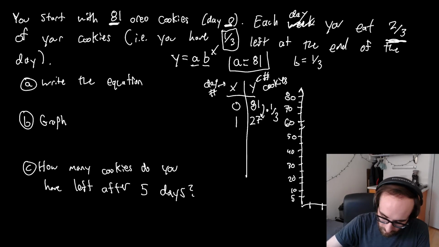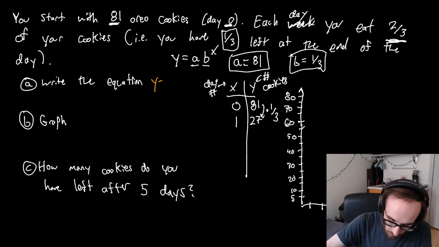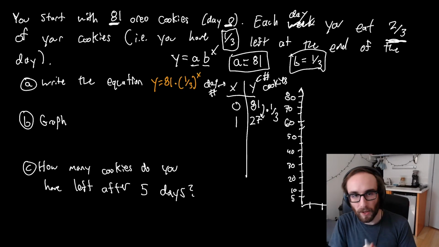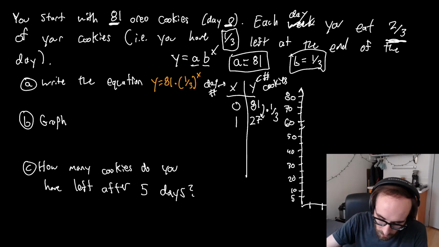So we found our a value, we found our b value, and our equation then would be y equals 81 times 1/3 raised to the x power. So we just plug in our initial value, plug in our common ratio, and then we're done with our equation. We're also being asked to graph.